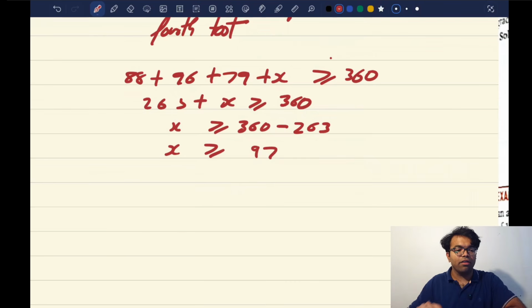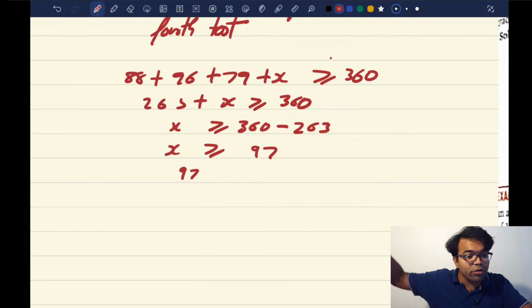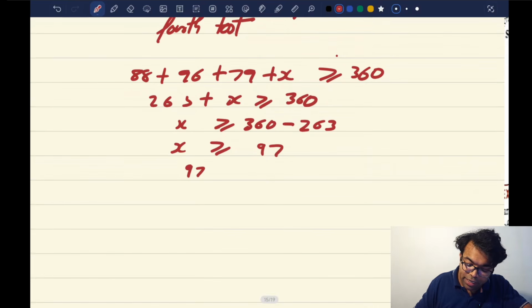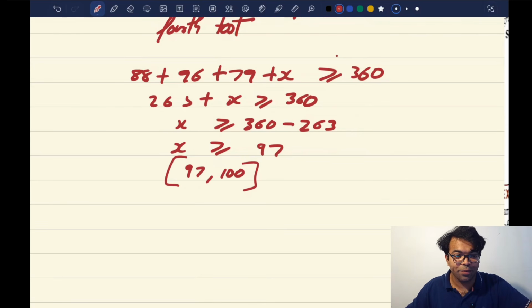So what will be the range of marks that he can get? From 97 all the way to infinity? No, he won't get from 97 all the way to infinity. He will get from 97 to 100 because that is the limit that you can have, right? So some common sense is also required. You cannot write from 97 to infinity.